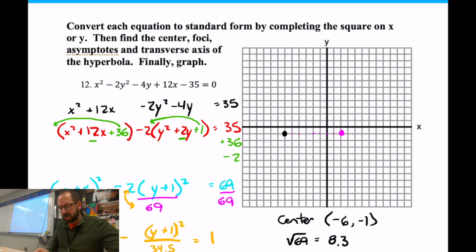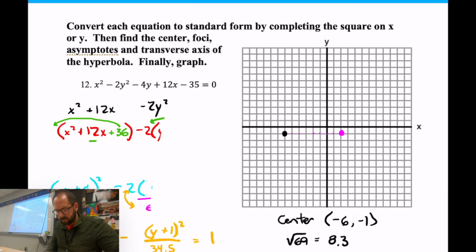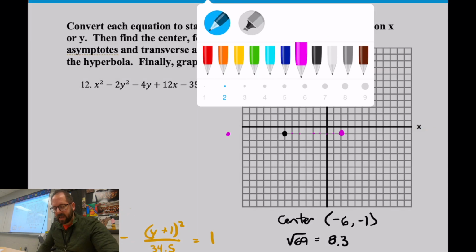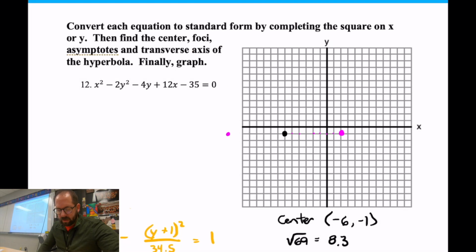I'm going to take a screenshot and I'm going to draw that. And 8 this way, so 6, 7, 8, so it's that direction. All right, so those are where the branches are going to start. I'm not going to draw the branches yet. The reason why is I need to figure out the asymptotes. That helps me be really detailed.